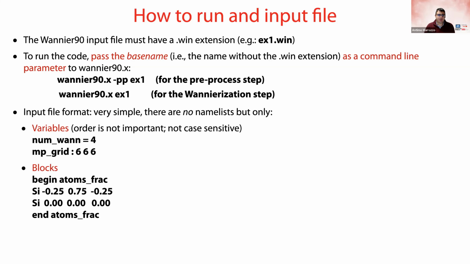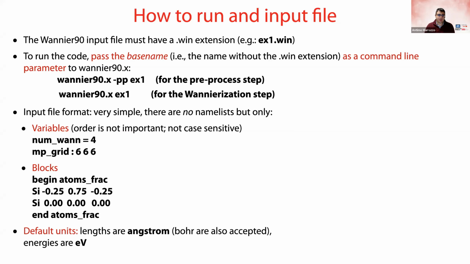The input file format is very simple. There are no namelists, okay? It's just variables equal to something. So you have number of Wannier functions, in this case, equal to 4, mp_grid equal to 6 by 6 by 6. There are blocks, and this is especially useful, this blocks format for atomic coordinates, but also lattice constants and specification of projections. Okay, units.